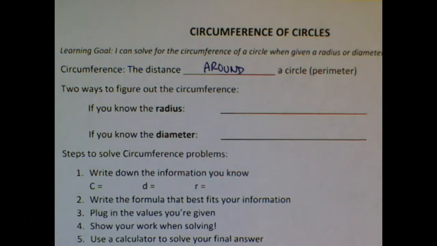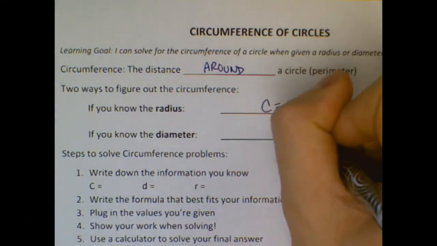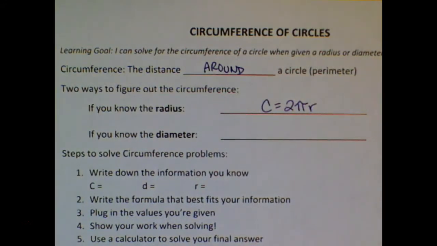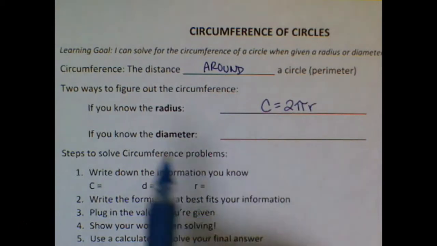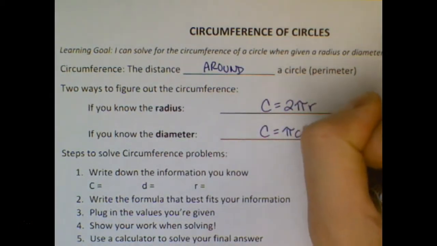There are two ways that we're going to be able to figure out circumference. The first is if we know what the radius is. The radius formula is C equals 2 pi r. And you remember that pi is that ratio between the circumference and diameter of a circle. We did that experiment to figure out the relationship between those. Okay, so if you know the radius, you use this formula. If you know the diameter, you use this formula.